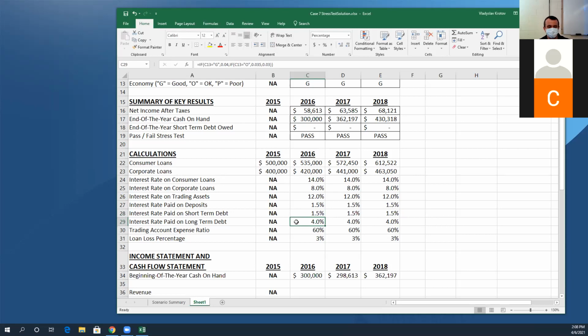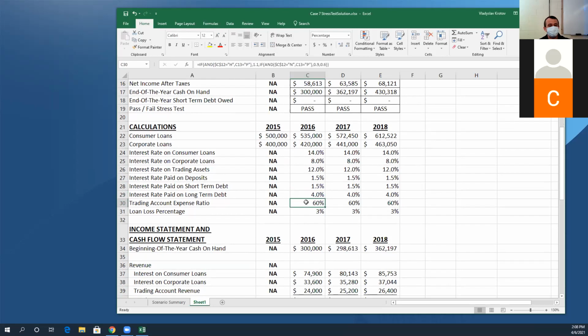You're probably familiar with those as well. Then we have trading account expense ratio. If volatility is high in the market and the economy is poor, the expense ratio is 1.1, which means 110%. By expense ratio, we mean overhead related to stock trading, like all those salaries that you pay to brokers, their office expenses, administrative expenses, and so forth, right?